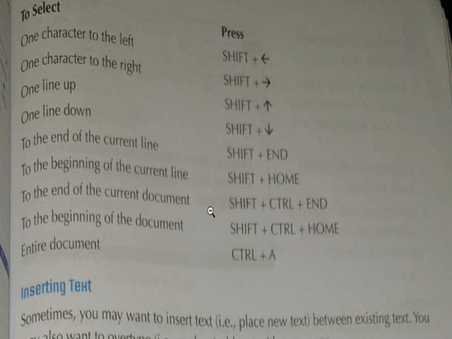When you want to select the whole text till the end of the document, you hold Shift on the keyboard, then Control, then End. So three buttons. To the beginning of the document, you hold Shift plus Control plus Home, and for the entire document, Control plus A. So this is how you select with the help of the keyboard.